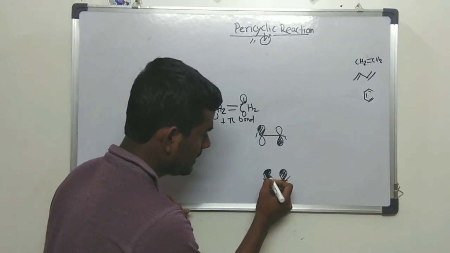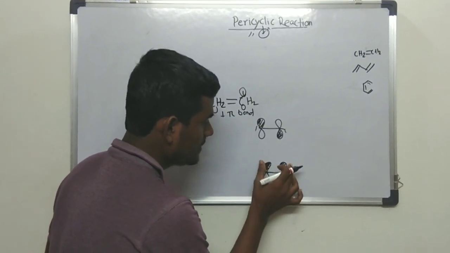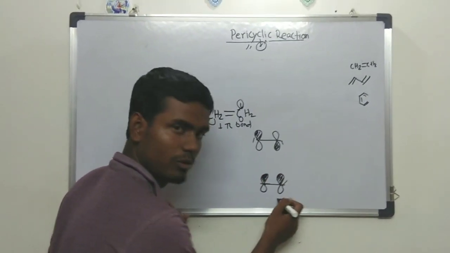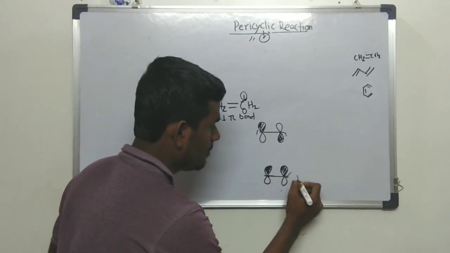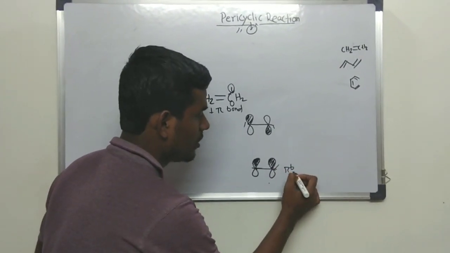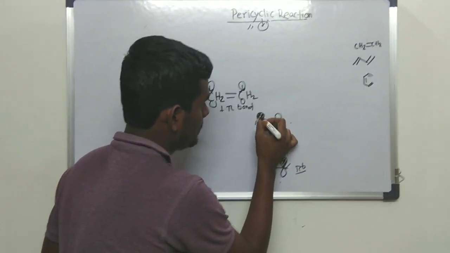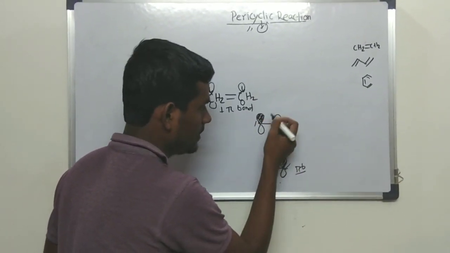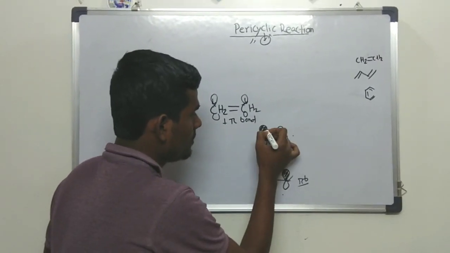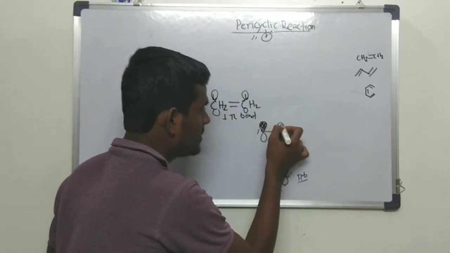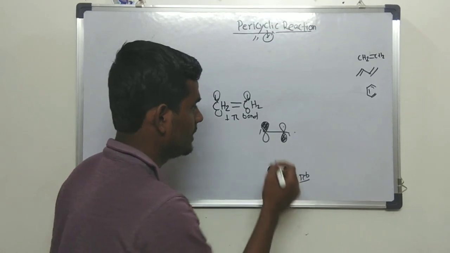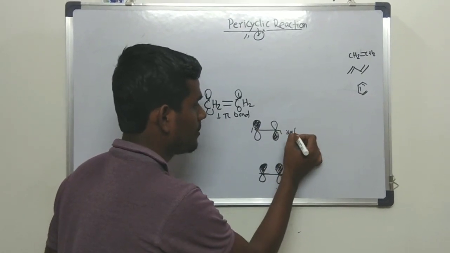You can see these two are in the same phase, in the upper side and also the lower side. So this forms a bonding molecular orbital, pi bonding. And in the upper case, the bonding is not there. There is no bonding actually, because the symmetry of these two p orbitals does not match. That's why it forms an anti-bonding molecular orbital.